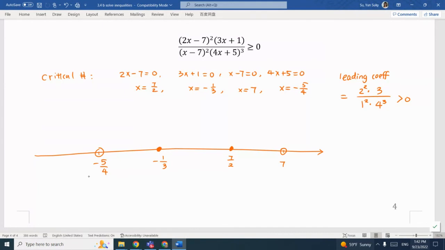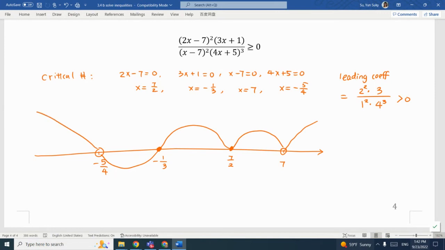Up. Yes. Okay, 7. What do you do? Bounce. See? 7 is x minus 7 squared. Bounce. 7/2. Bounce. Negative 1/3. Cross. Negative 5/4. Cross. See?